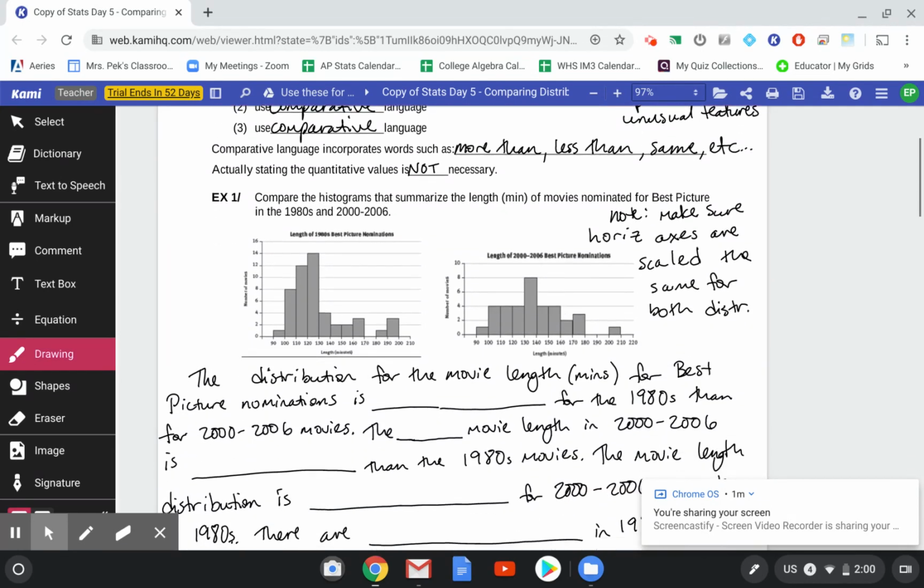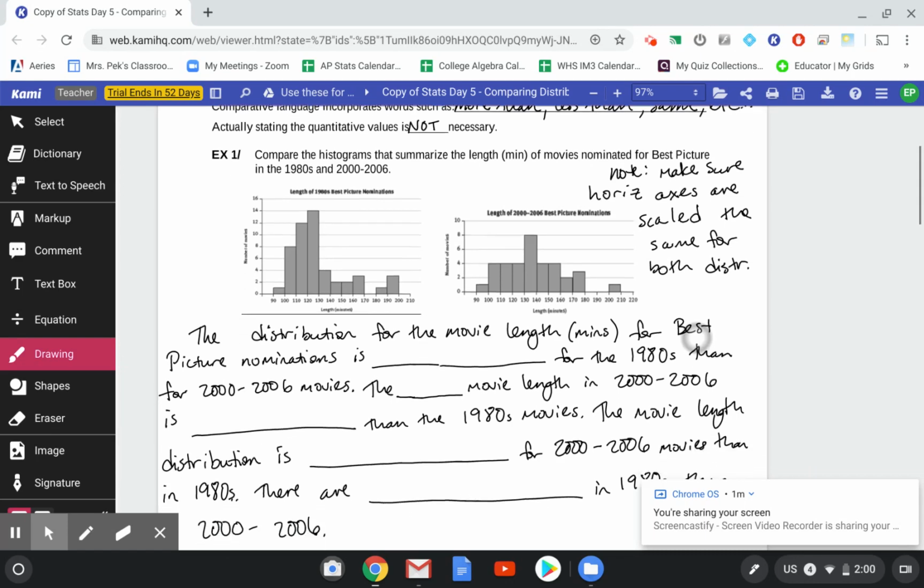All right, so let's look at our first example. We have two histograms summarizing the length in minutes of movies nominated for Best Picture in the 1980s and then in 2000 to 2006. I wanted you to see a little note here. We have to make sure that the horizontal axes are scaled the same for both distributions. If they're not scaled the same, it can be misleading, especially when you're creating your own histograms or graphs. When you're comparing things, always make sure to scale that horizontal axis the same.